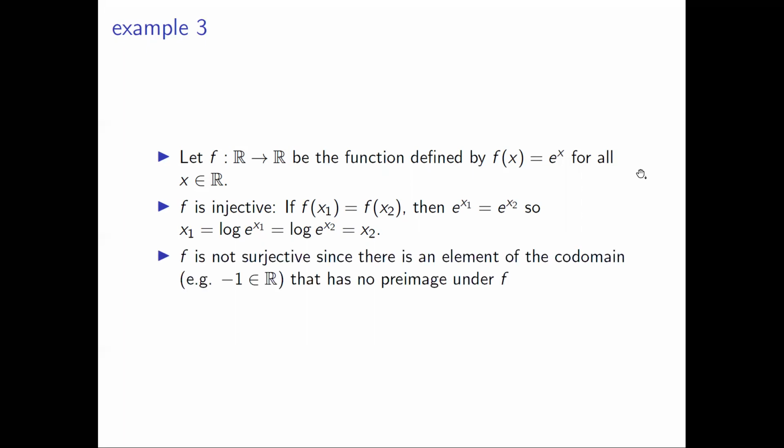On the other hand, even though f is injective, this f is not surjective. And that's because we can find an element of the codomain that has no preimage. For example, -1, because e to the x always gives us a positive number. So -1, we're never going to get -1 as an output for e to the x.